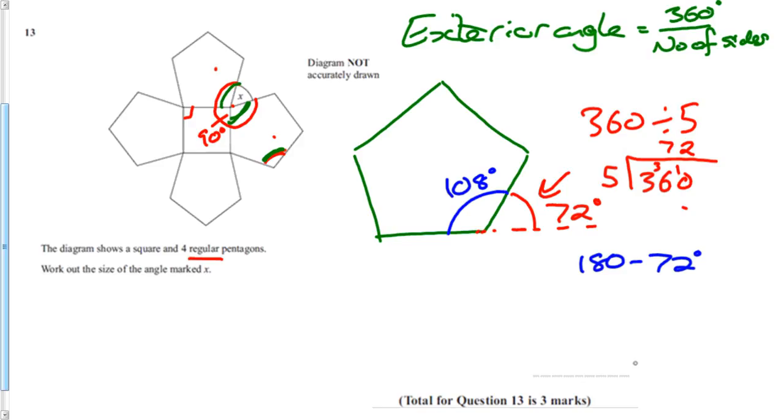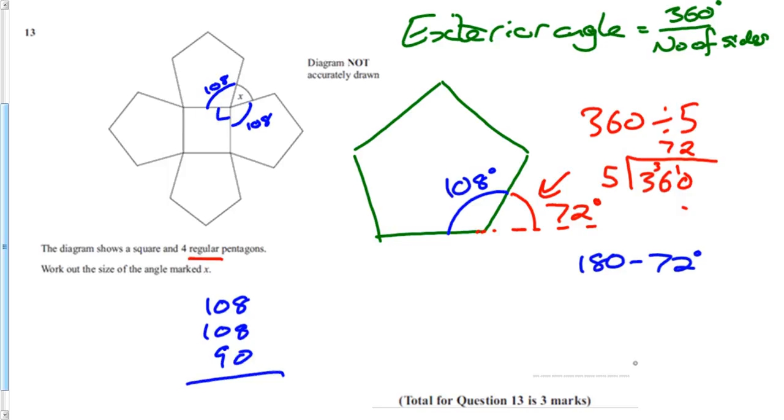So now what we have, if we tidy this up over here, is we have this at 90, we know that this is 108, and we know that this is 108. So we've got 108 plus 108 plus 90, and if we add that up, that's 16, so 6 carry the 1, that's going to be 10 carry the 1, is 306. So our value of x here makes it add up to 360, so therefore that is going to be 54 degrees.